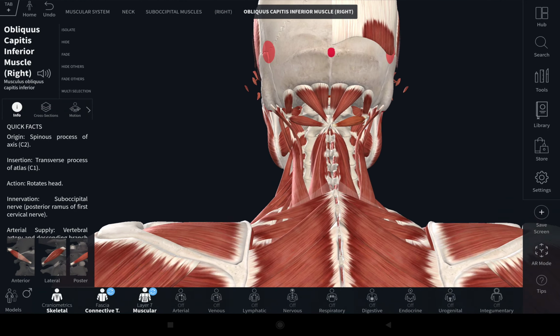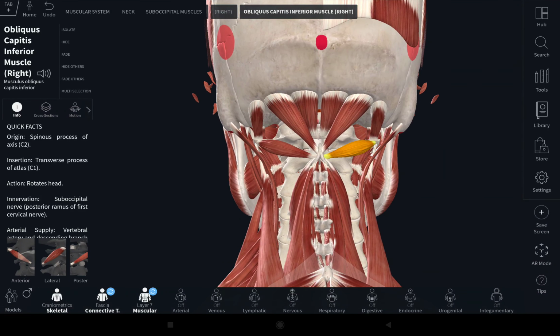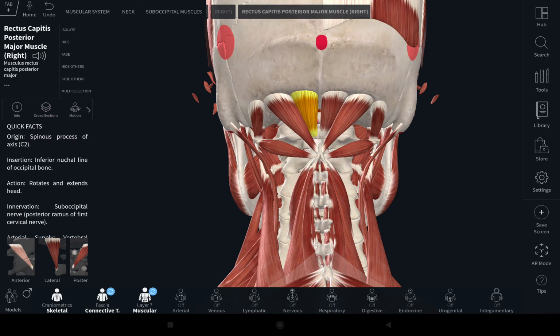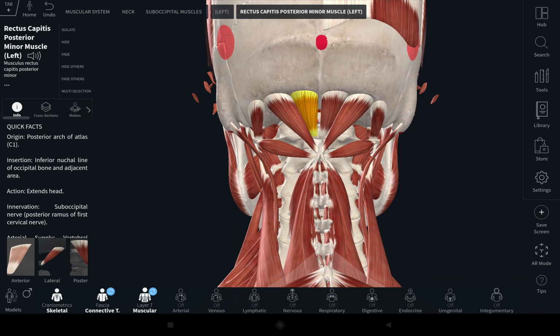At the base of your skull there are several muscles. This is the rectus capitis posterior minor muscle. This is the rectus capitis posterior major muscle. This is the rectus capitis posterior minor muscle of left side. This is the rectus capitis posterior major muscle of left side.